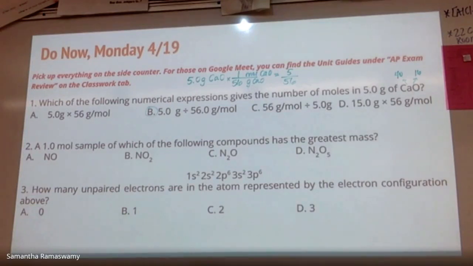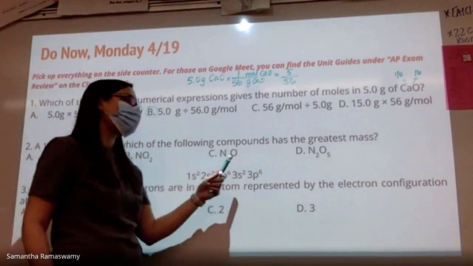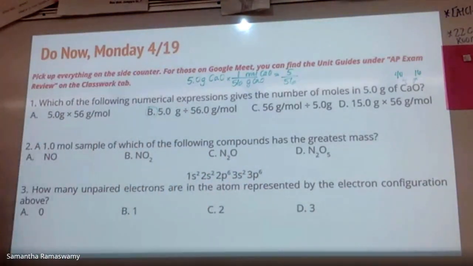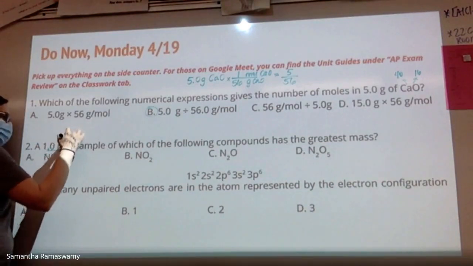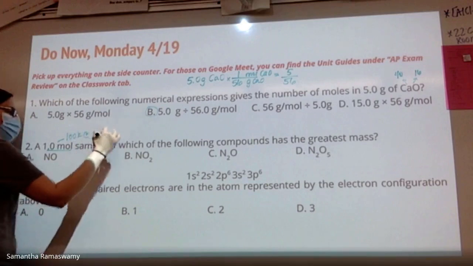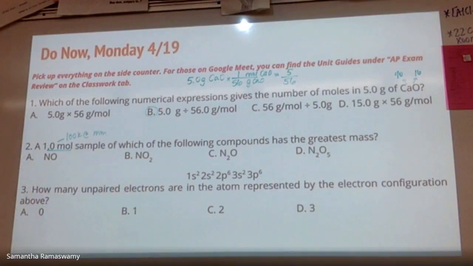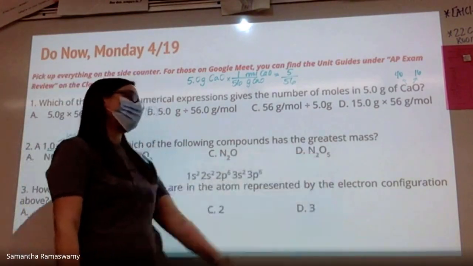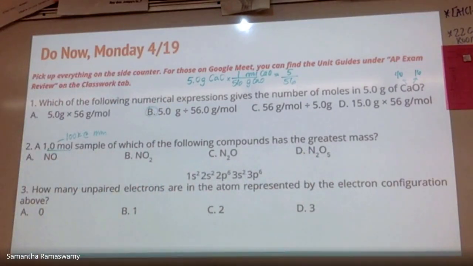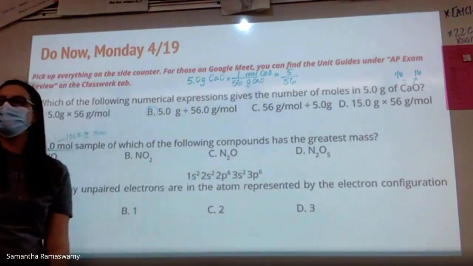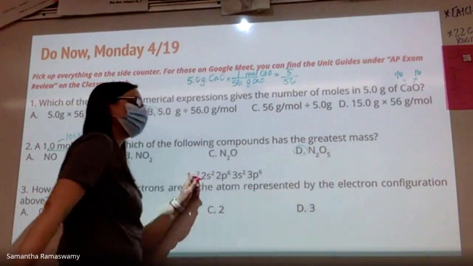So then number 2, a 1 mole sample of which of the following compounds has the greatest mass? So if you have 1 mole of each of these, well, you can look at the mass of 1 mole. Look at the molar mass of each of these. Now you don't have to actually add all of these up. Just look at these and see, based on the formula, which would have the greatest molar mass. So which one of these would actually have the greatest molar mass? Right, D. You have 2 N's and 5 O's.